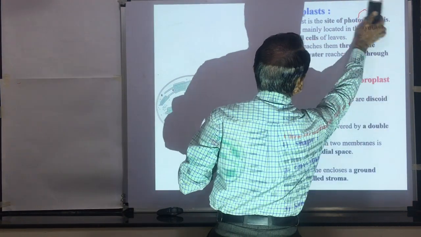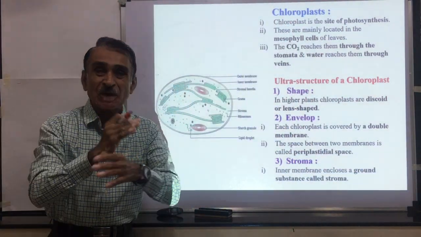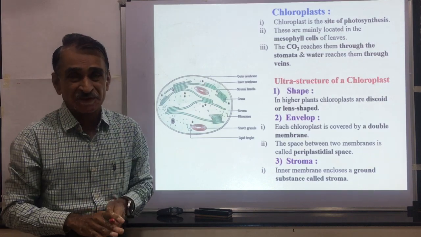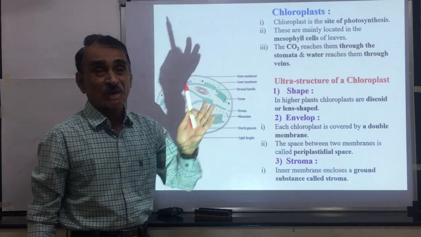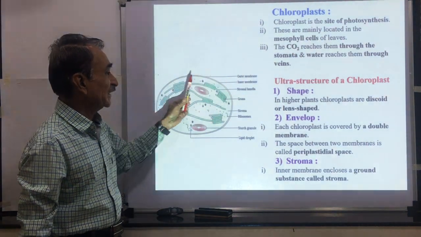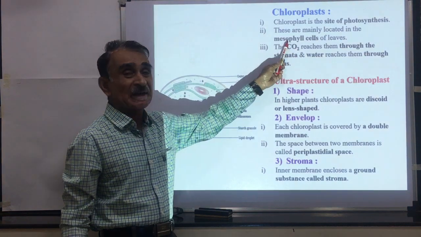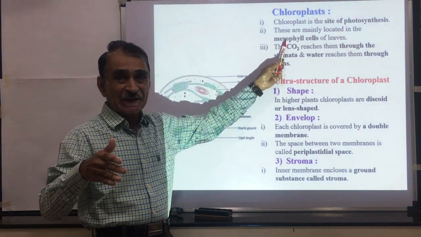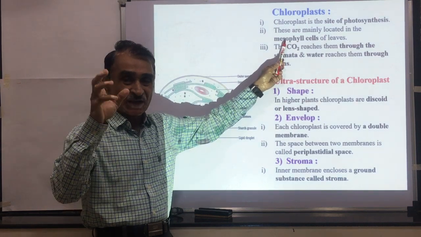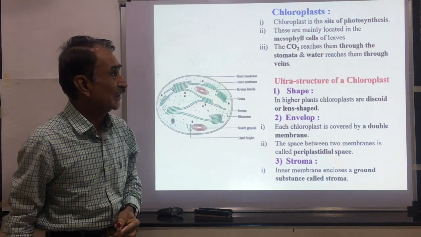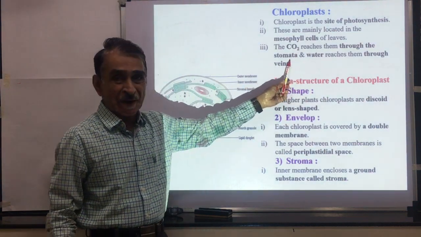Then we shall see the site of photosynthesis. Where does photosynthesis occur? It occurs in the chloroplasts. In the chloroplast, photosynthesis occurs. This is the structure of a chloroplast. These chloroplasts are mainly present in the mesophyll cells. While dealing with the anatomy of the leaf, we have seen that mesophyll cells are the green cells containing a large number of chloroplasts. CO2 reaches the chloroplast through the stomata.